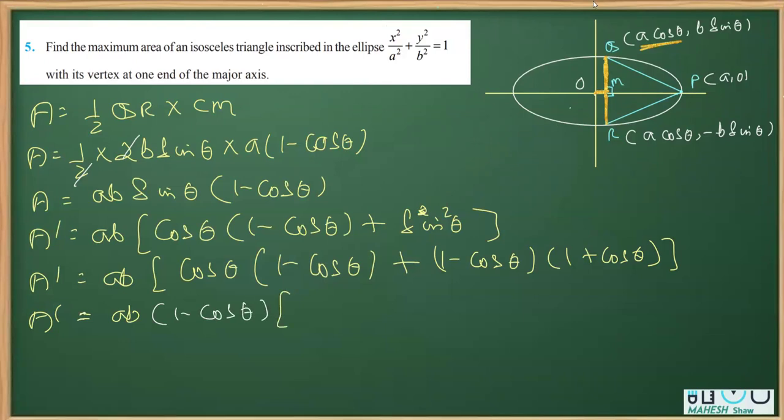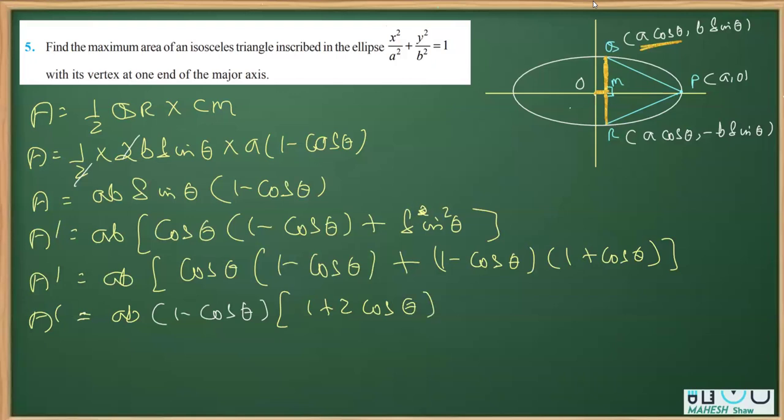We are left with a cos theta over here, 1 plus this. So this plus this is what? 2 cos theta plus 1. So this is 2 cos theta plus 1, or you may write 1 plus 2 cos theta, that's all same.